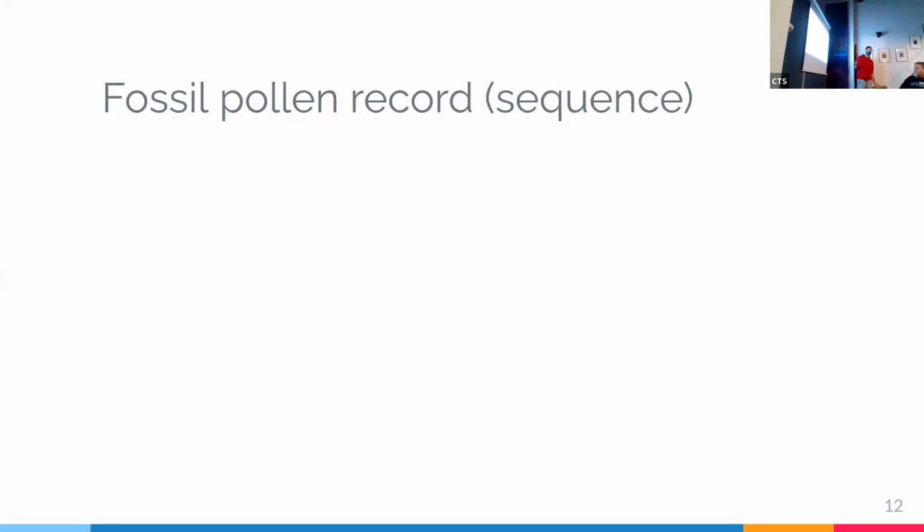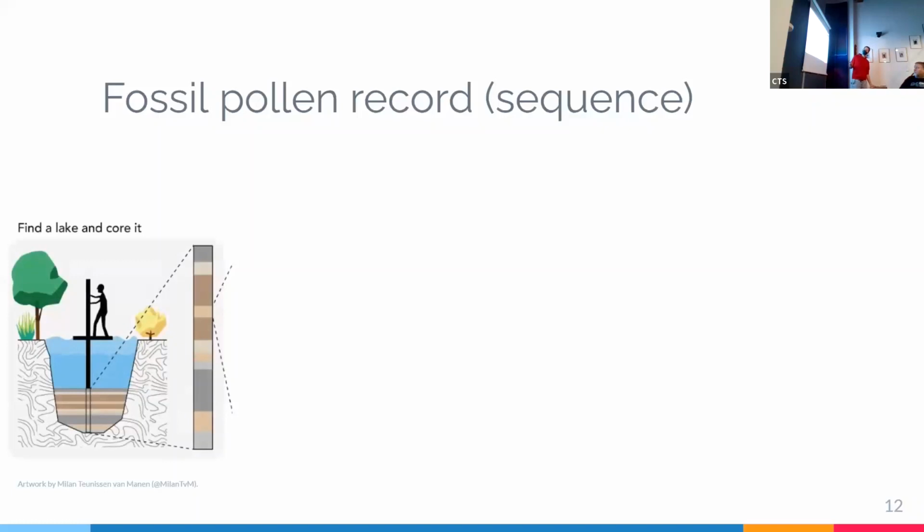So fossil pollen is a great source of information because you can find a lake and what is called core it, meaning someone will stick a huge cylinder to the bottom and take out the sediment, and these are the individual layers, right, which you can find.